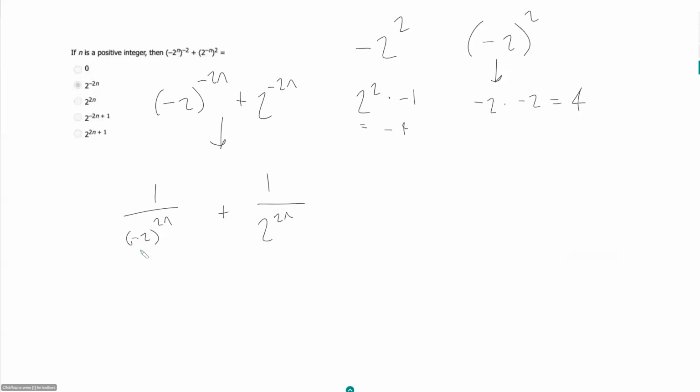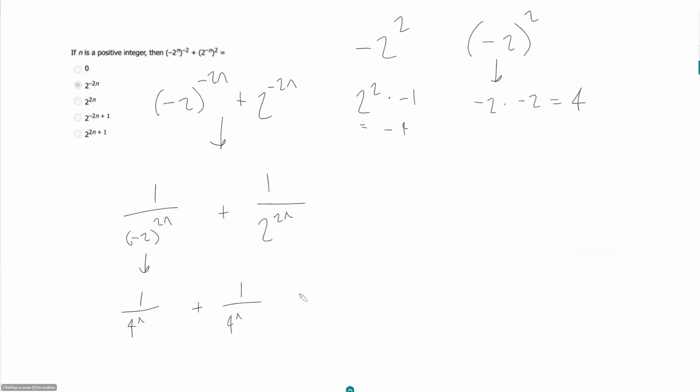So here, with this guy, if I want, I can think of this as (-2) squared all raised to the n. And so when I square this -2, it's still going to become 4. So this is just 1 over 4 to the n. And this guy here, we can do the same thing. It's also 1 over 4 to the n.